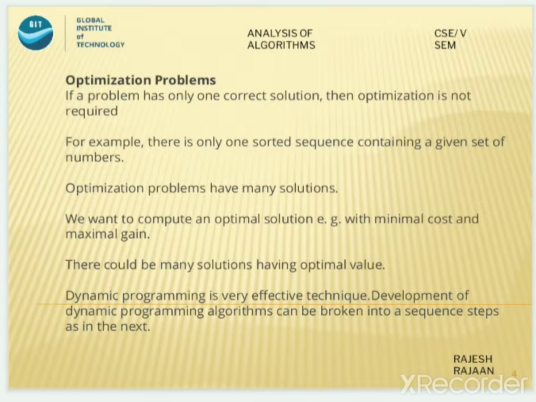Optimization problems. If a problem has only one correct solution, then optimization is not required. For example, there is only one sorted sequence containing a given set of numbers. So optimization problems have many solutions. We want to compute an optimal solution, for example, with minimal cost or maximum gain. There could be many solutions having optimal value. So dynamic programming is a very effective technique, and development of dynamic programming algorithms can be broken into a sequence of steps, as in the next.